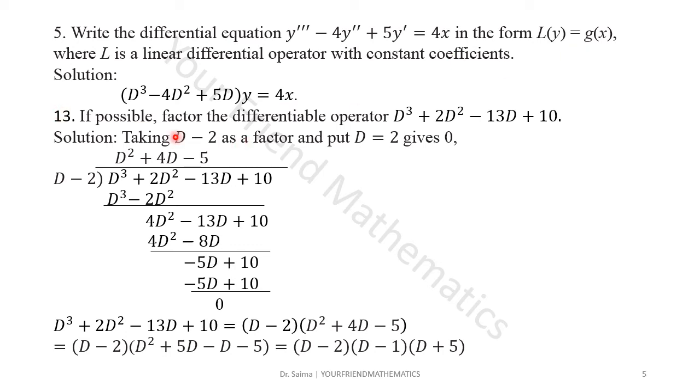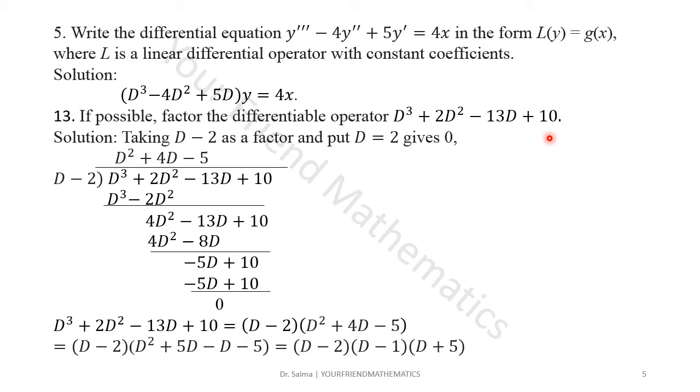Question number 13. If possible, factor the differential operator D cubed plus 2D squared minus 13D plus 10. Since it is a polynomial of degree 3, we need to find one factor of this polynomial. The fourth term is a constant 10, so we can take the factors of 10. The factors of 10 are 1, 2, 5 and 10.